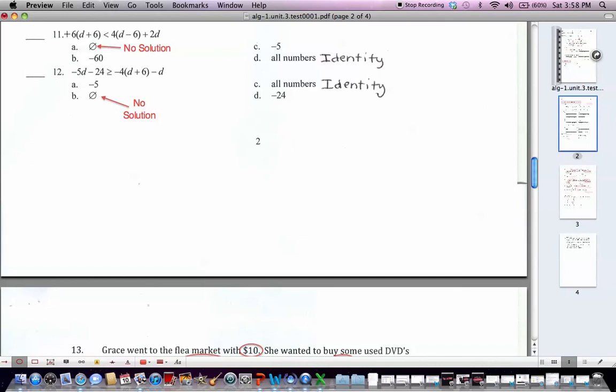But again, in this number 11, we're solving for D. So we have 6 times the sum of D plus 6 is less than 4 times the difference of D minus 6 plus 2D. So you may have to distribute here and then solve for D, okay? And then number 12, you have -5D minus 24 is greater than or equal to -4 times the sum of D plus 6 minus D, okay? And again, you're solving for D here, all right? That's number 11 and 12.